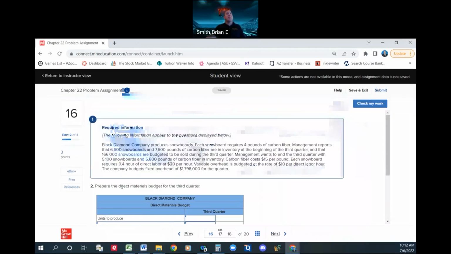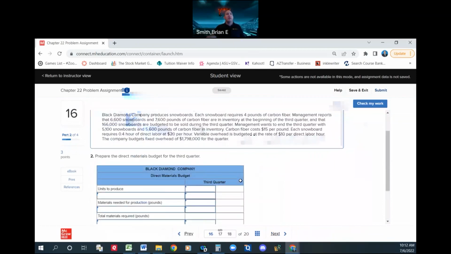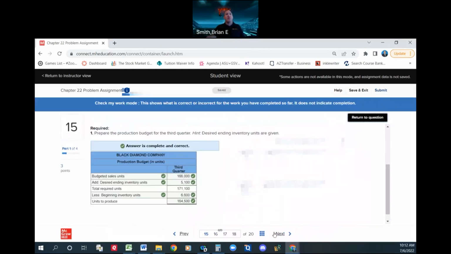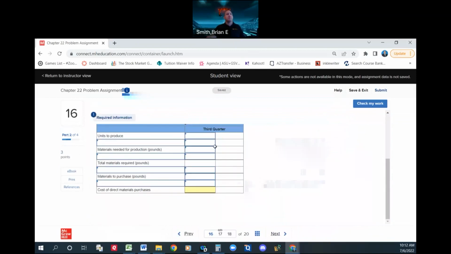Oh, look, direct materials budget. See, that was part one of four. That's the little clue. So units to produce, we just calculated that, didn't we? We need to produce 164,500. All right, so we need that many units.